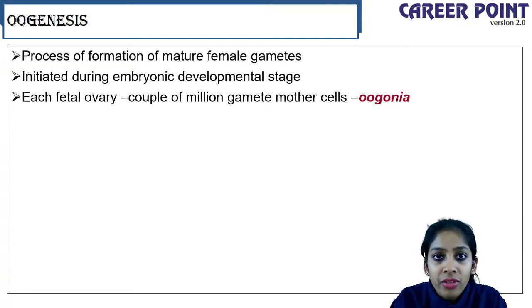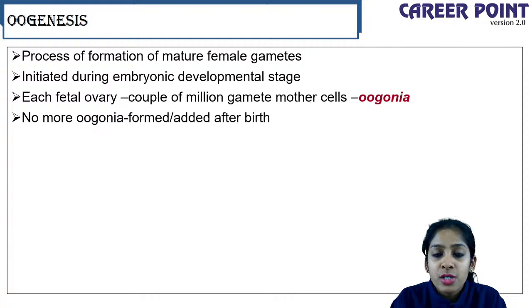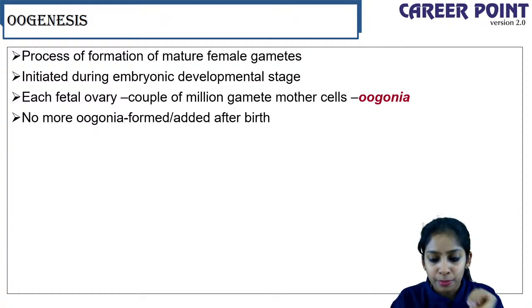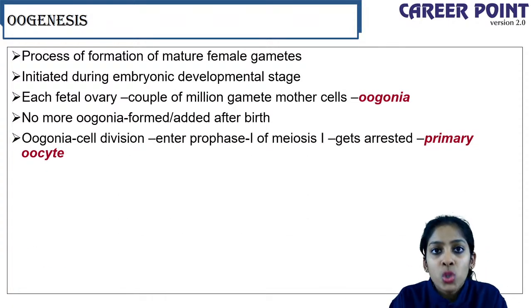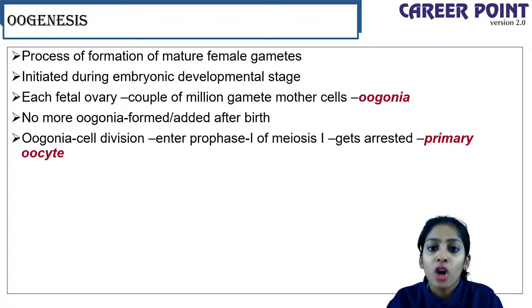So we are talking at the fetal stage itself. So that is oogonia, right? So no more oogonia are formed or added after birth. So how much of it is present at the time of fetal development, that is the final number. So nothing is getting added or deleted after birth. Okay. So this oogonia undergoes cell division. So it tries to undergo meiotic division.